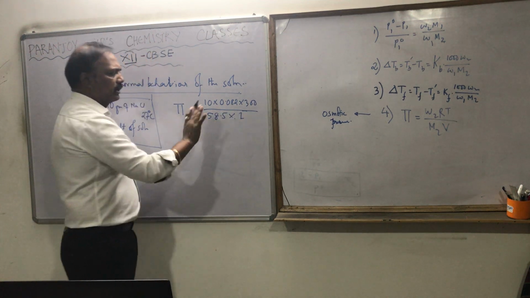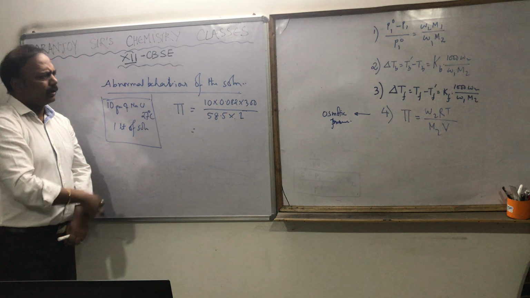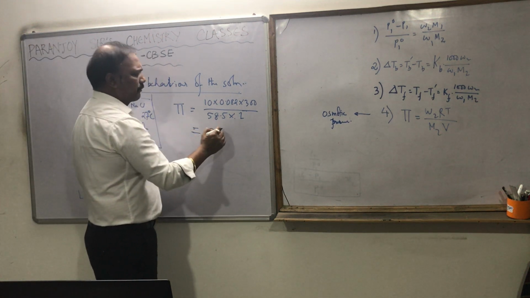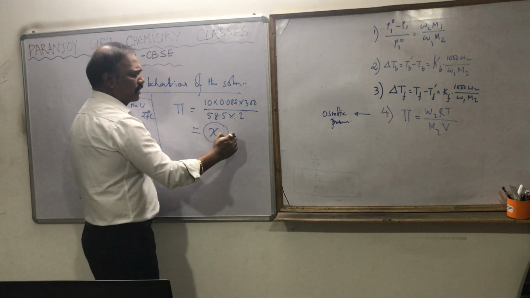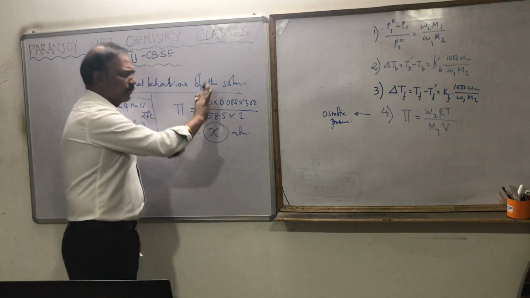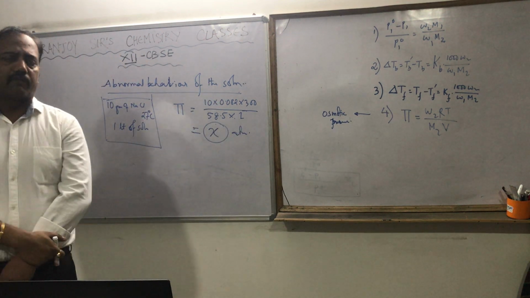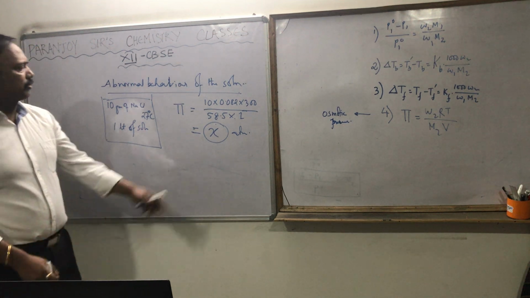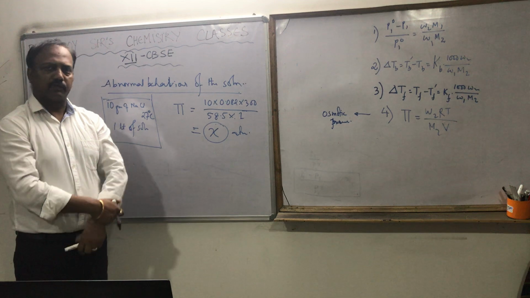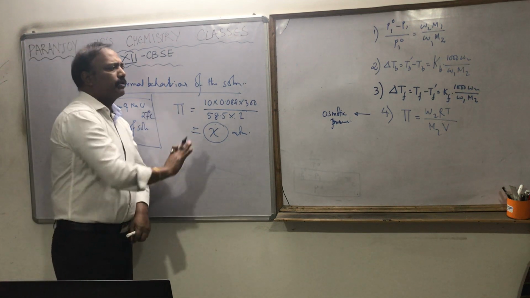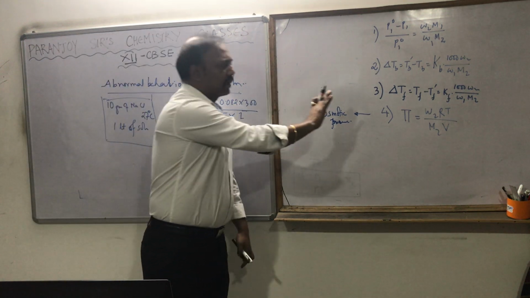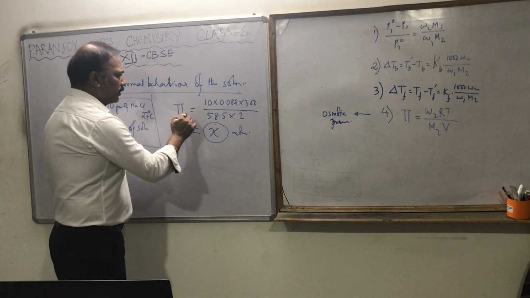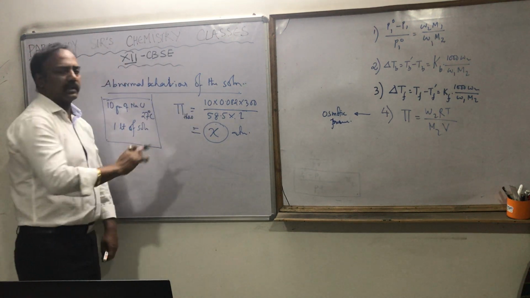So you can calculate this value very easily, and suppose this value is X. Obviously the unit will be atmosphere. Since we are taking the value of R as 0.082 liter atmosphere per Kelvin per mole, the value of pi will be X atmosphere. So how did we get it? We got it by pen and paper. That means we got it theoretically. So this is a theoretical value.